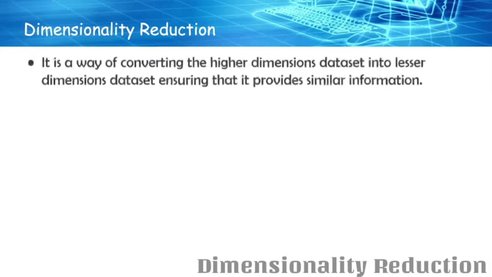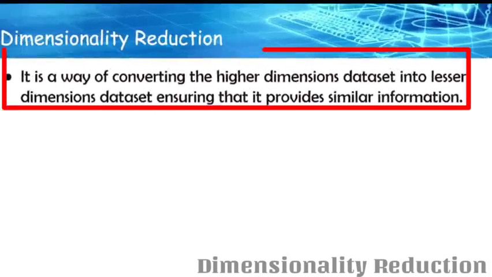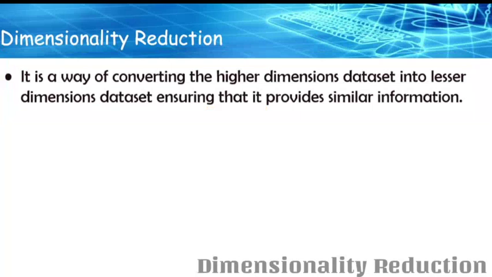It can be defined as a way of converting a higher dimensions data set into a lesser dimensions data set, ensuring that it provides similar information. Again, there will be a little drop in accuracy when you are doing dimensionality reduction, but complexity will be reduced, and also all the challenges with respect to higher dimensions. Sometimes you will have 10-20 features.